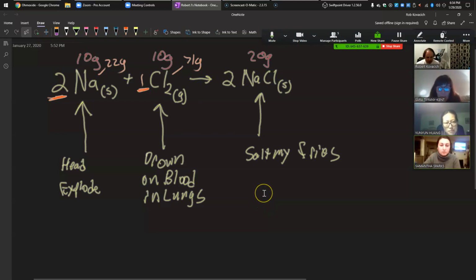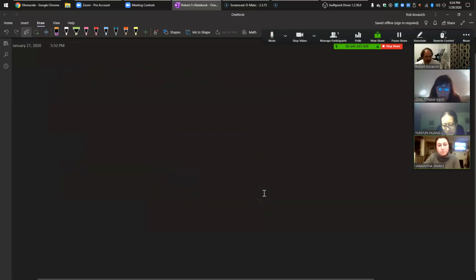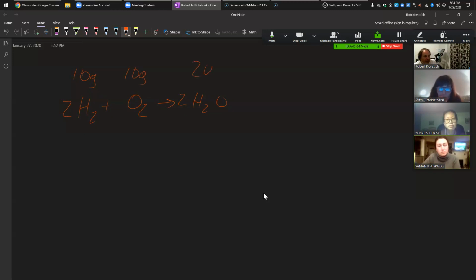Another super easy example that we talked about last time was hydrogen gas and oxygen gas makes water molecules. If I put a 2 here to balance out my oxygens and a 2 here to balance out my hydrogens, and I put 10 grams of this in a container and 10 grams of this in the container, I do not get 20 grams of water out of this, because this thing has a mass of 2 grams per mole and this thing has a mass of 32 grams per mole.